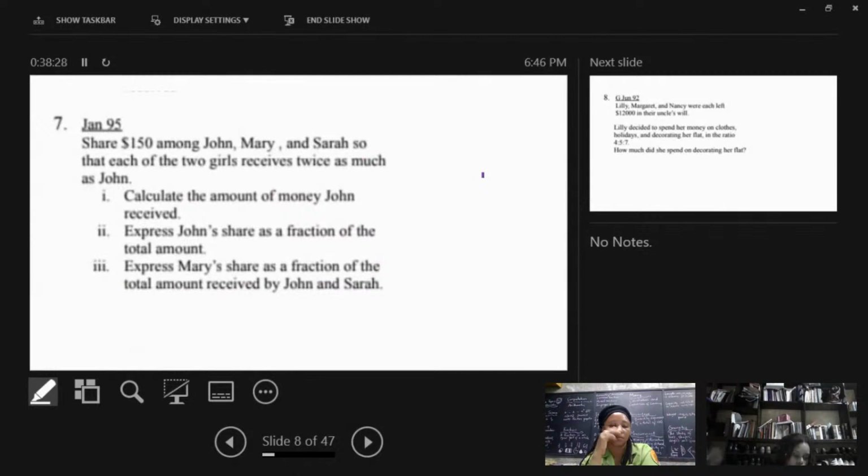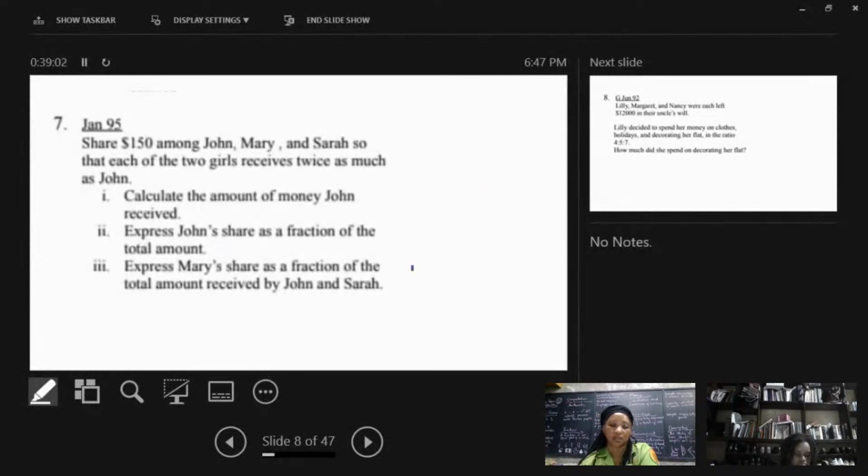Okay, so number 7. Share $150 among John, Mary, and Sarah, so that each of the two girls receives twice as much as John. I, calculate the amount of money John received. II, express John's share as a fraction of the total amount. III, express Mary's share as a fraction of the total amount received by John and Sarah.